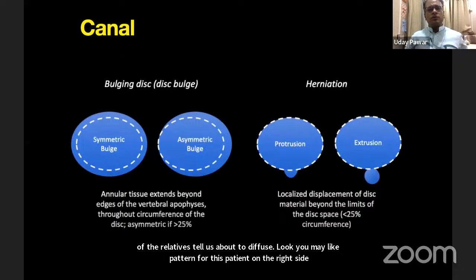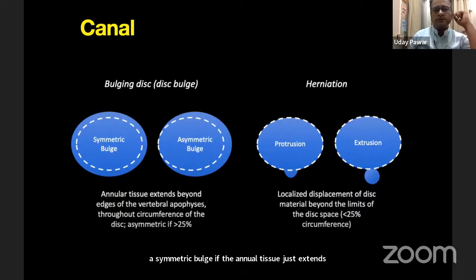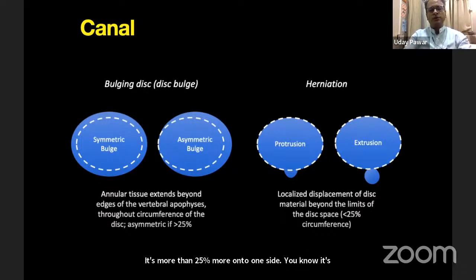And then the more common bread and butter: what's happening to the spinal canal, what's happening to the disc. Radiologists typically describe a bulging disc as a diffuse bulge, an asymmetric bulge, or a focal problem. If the annular tissue just extends beyond the apophysis of the vertebra and is more than 25% more onto one side, it's an asymmetric bulge. And then the common lesions: protrusion versus extrusion.